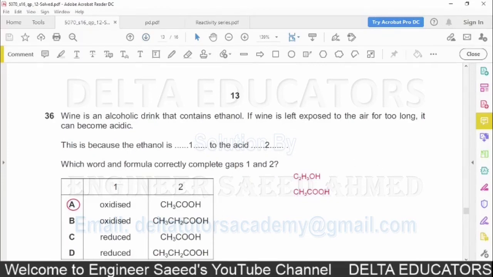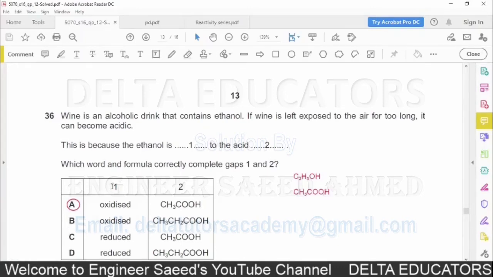Question number 36. Wine is an alcoholic drink that contains ethanol. If wine is left exposed to the air for too long, it can become acidic. This is because the ethanol is, gap number 1, to the acid. Again we have a gap, we have to fill this gap. Which word and formula correctly completes gap 1 and gap 2? First we check the options.